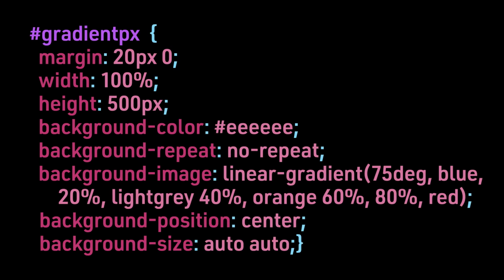In the final example, we will use auto for both the width and the height. And this is how it will display. The gradient now fills the container.